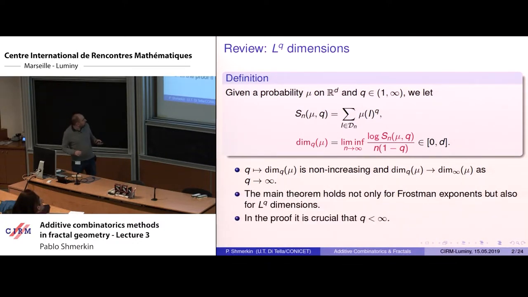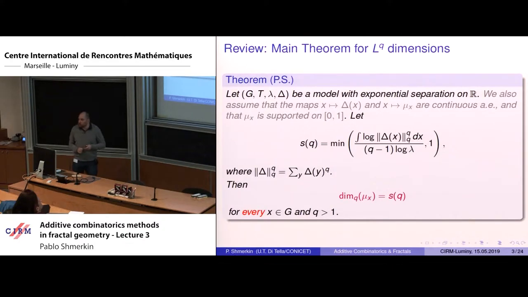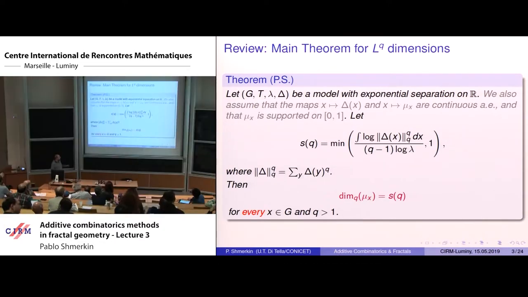Okay, and this is the LQ version of the main result. We have a model: a group, a minimal translation on the group, a contraction parameter between 0 and 1, and a function that for each element of the group gives you a finitely supported atomic measure. Then we have this natural number for the problem, which involves the LQ norms of these atomic measures. There is no normalization, so this is just the sum of the masses to the Q, with the Q-th root, but actually there is a power Q here.